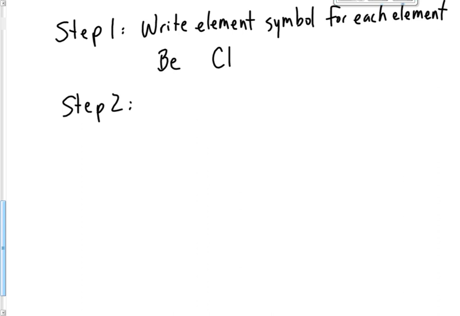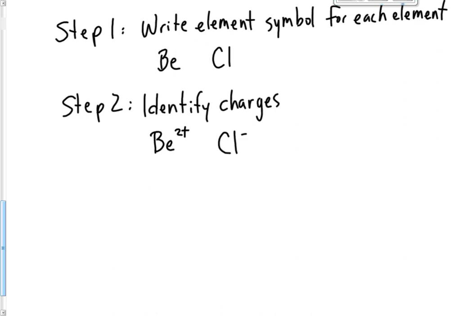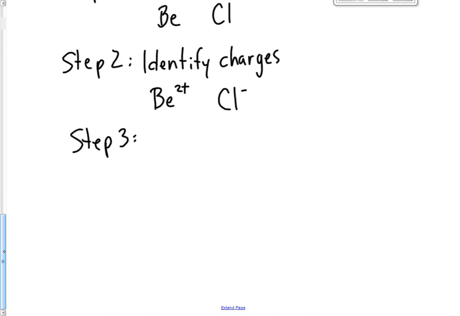Step 2. You have to identify the charges. And this is where your periodic table comes in handy. You're going to look at what group these things are in. Be is in the second group, the second column, so it's going to create a +2 charge, like we talked about in the last video. So you have Be2+. Chlorine is in the 7th column, so it's going to create a -1 charge. So you have Be2+ and Cl- now. Step number 3, you're going to cross the charges.